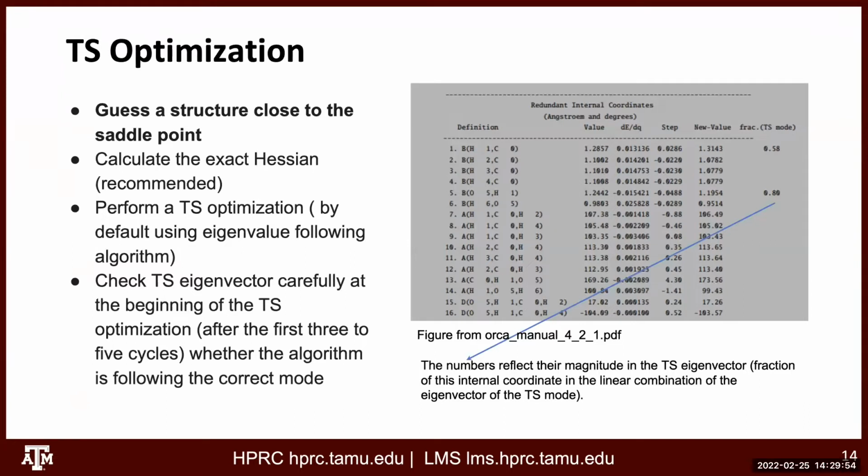So for the TS optimization, the job type that we just tried, what you really need is just a structure that is close to the saddle point. That's almost all you need for the TS optimization.